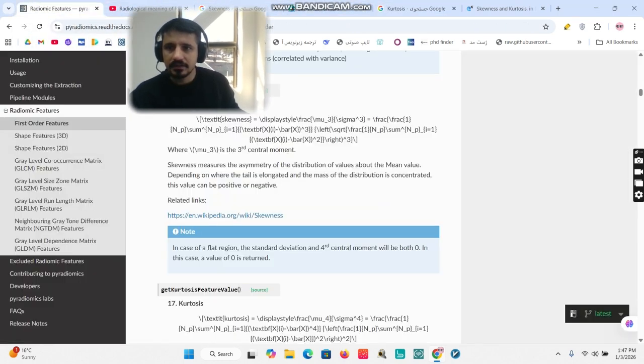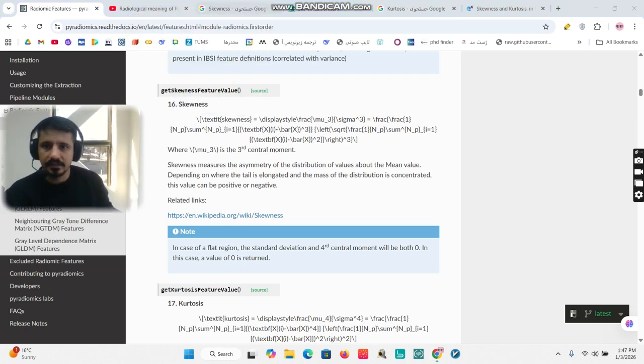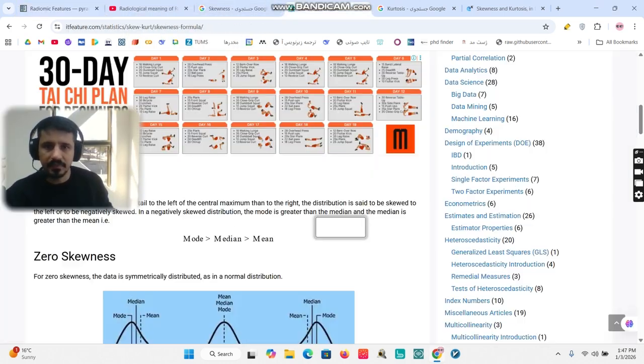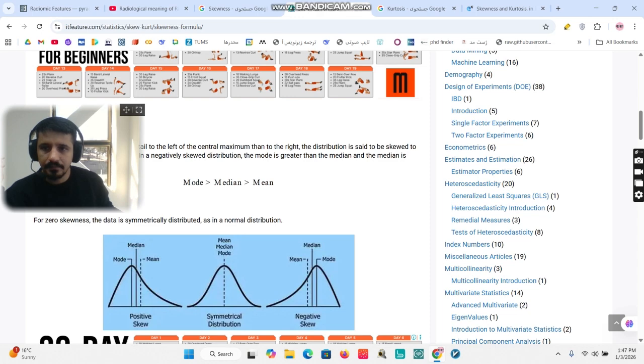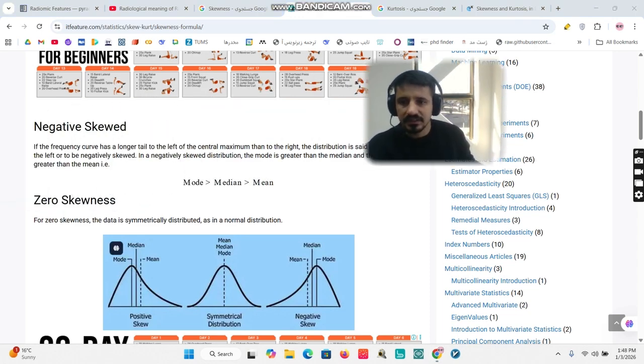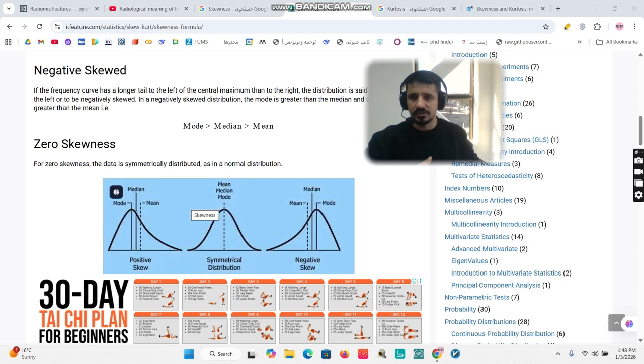First of all, about the skewness. We see it here. If our distribution is in a way that the mean has a higher value than the median, we have a positive skew. If mean and median are equal, we have a symmetrical distribution, and if our mean is less than our median, we have a negative skew.